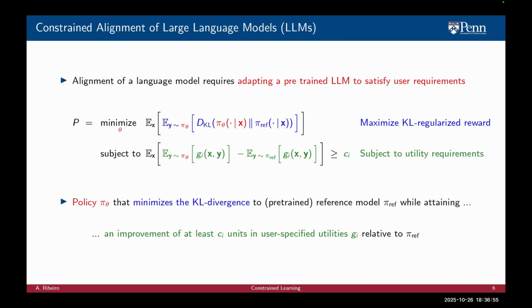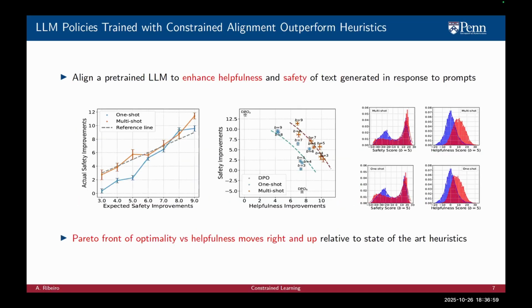Like for example, you may want to align a pre-trained large language model to enhance its helpfulness and safety on the text that is generated in response to prompts. And yes, that's what we have done. And there are several curves here that illustrate the performance of this algorithm. The most important of which is here in the middle.